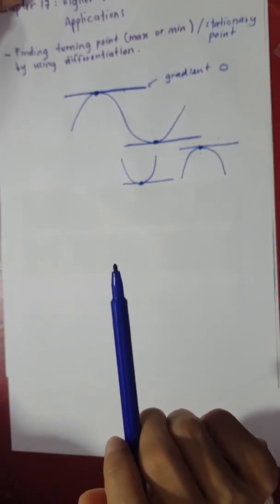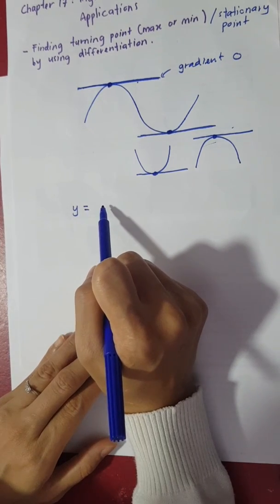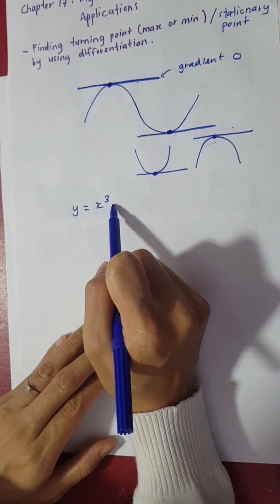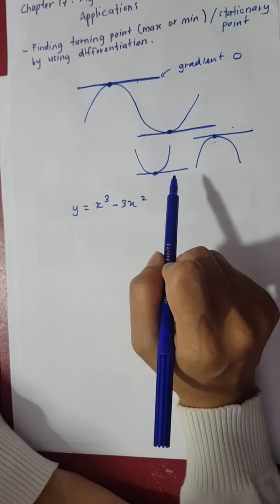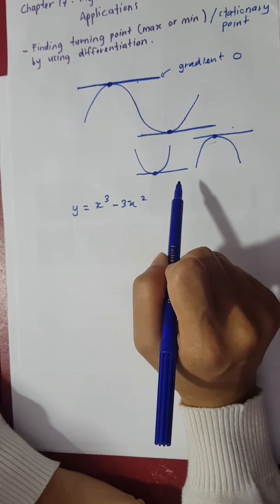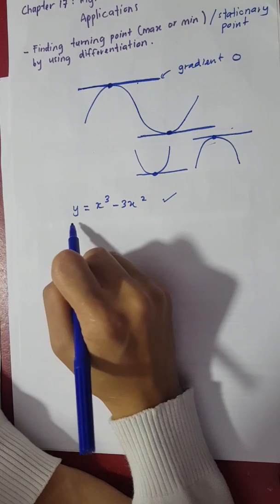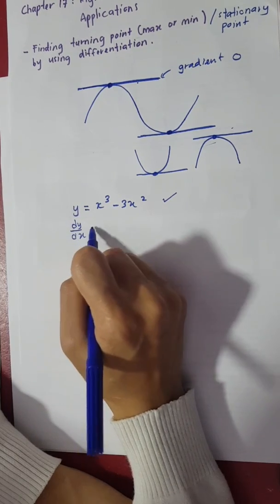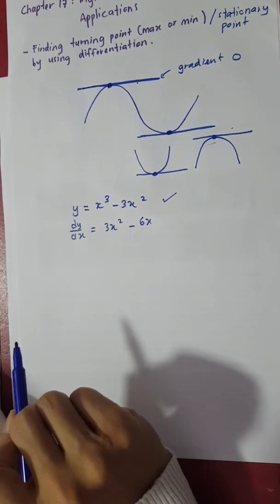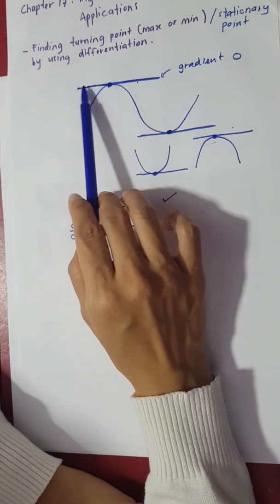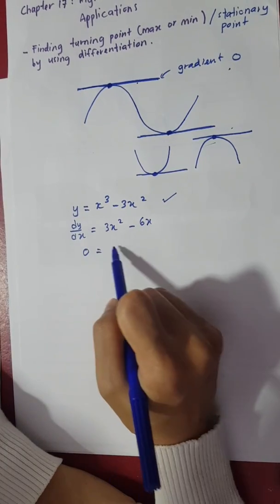Okay, so let's see one example. So let's say we have one equation, y equal to x cubed minus 3x squared. Find the turning point of this curve. So if the question wants you to find turning point, you have to differentiate. I hope everyone knows how to differentiate already. Make it equal to 0, because the gradient at turning point is always 0. So dy/dx is 0.